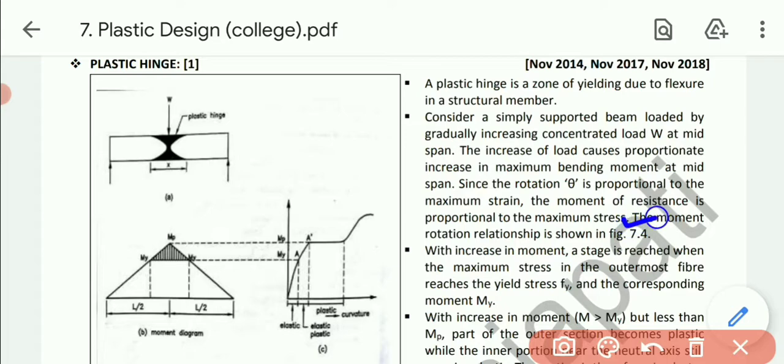Next, the moment rotation relationship is shown in the figure. With the increase in the moment, a stage is reached where the maximum stress in the outermost fiber reaches the yield stress Fy and the corresponding moment My. So whenever you keep on increasing the moment, it will reach a stage when the stress will be the maximum stress, we can say the yield stress.